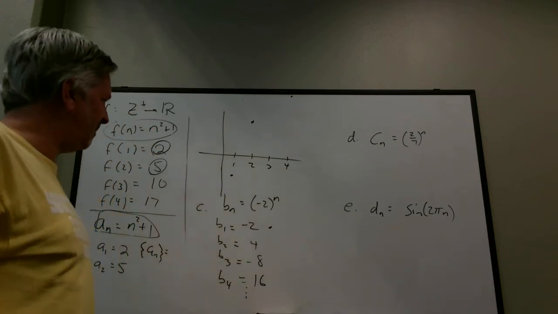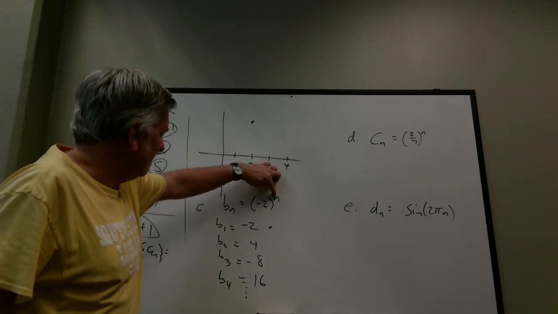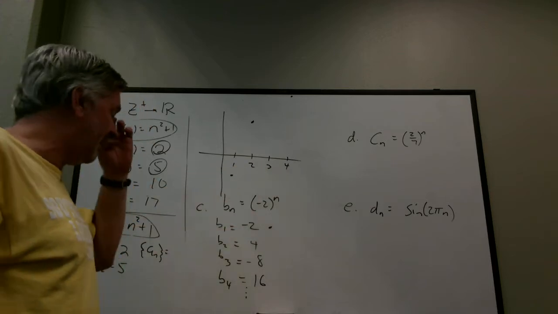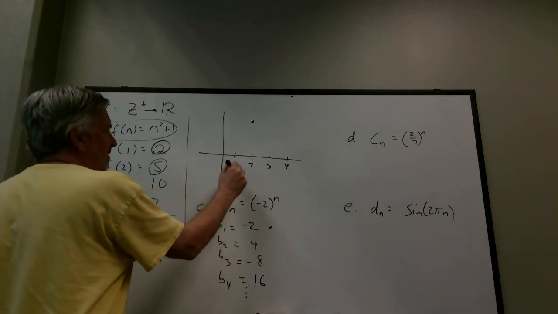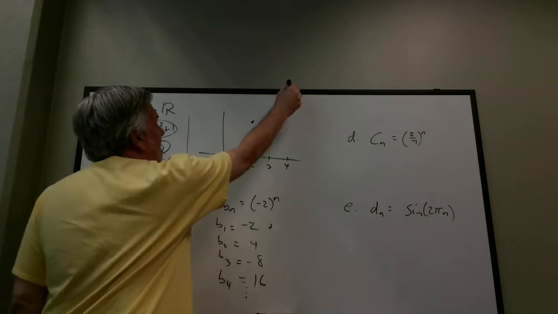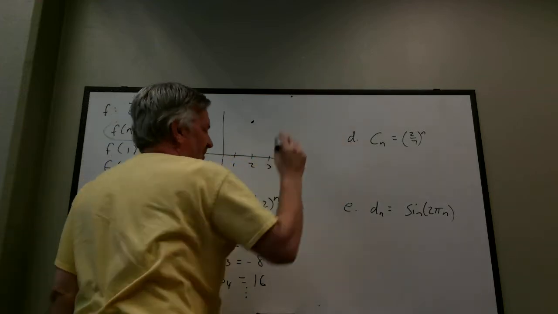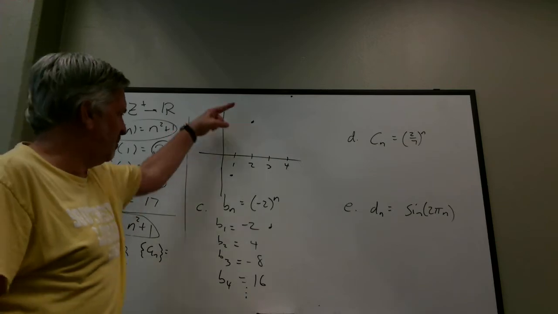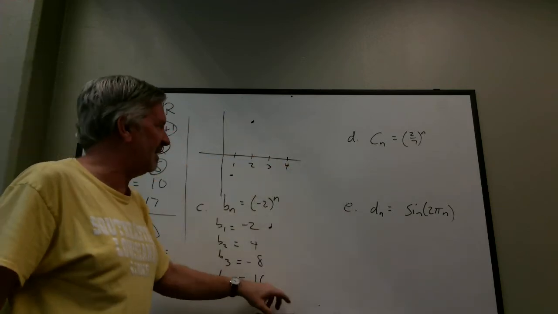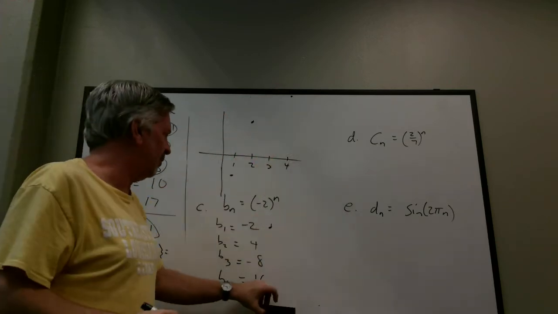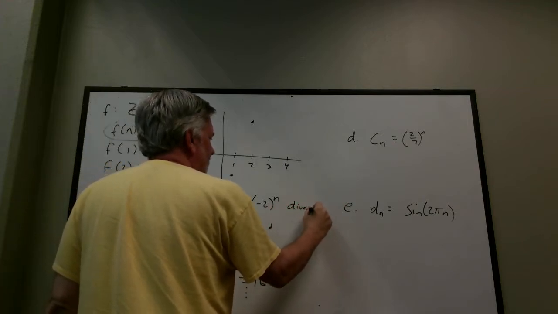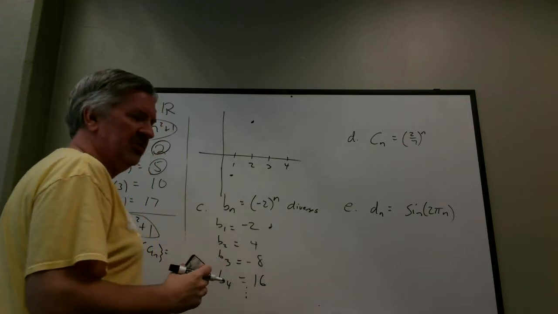Now, do you see what's happening? When n is odd, you're going to get a negative number. When n is even, you're going to get a positive number. So notice the pattern here. Is that going to get close to a single number? No, because you keep alternating further away from the x-axis. So the y values are not approaching a single number. So this sequence diverges too. It doesn't get close to a single number.